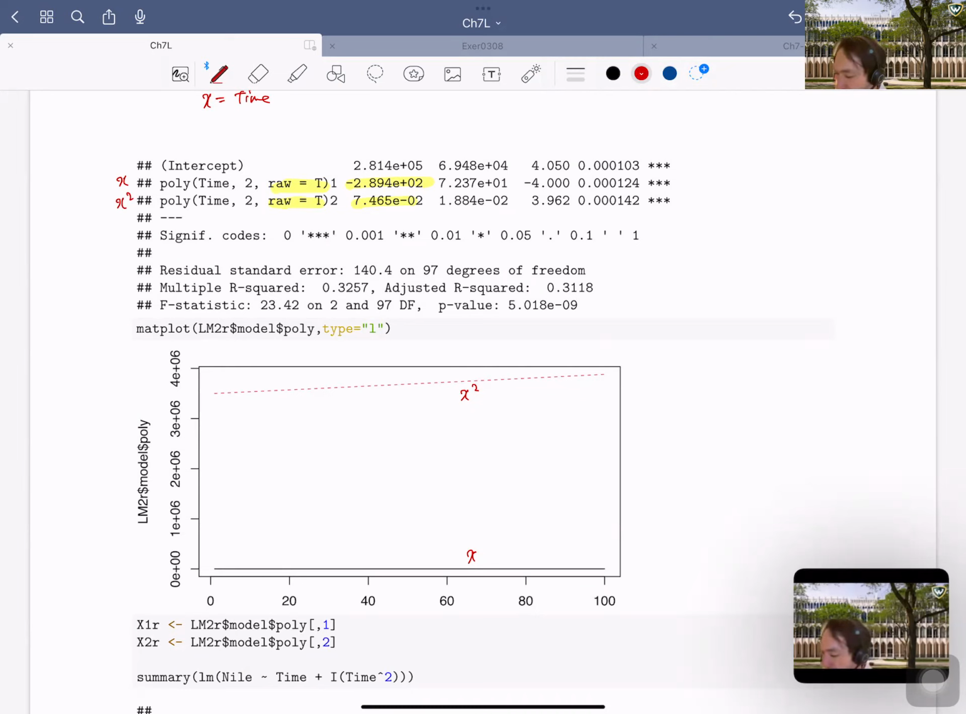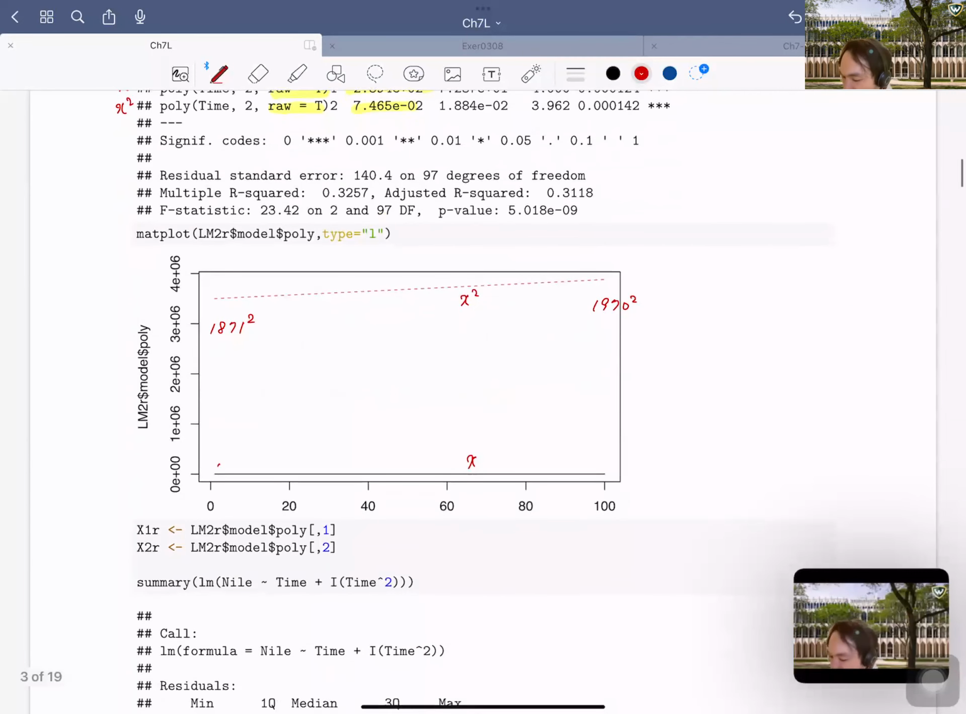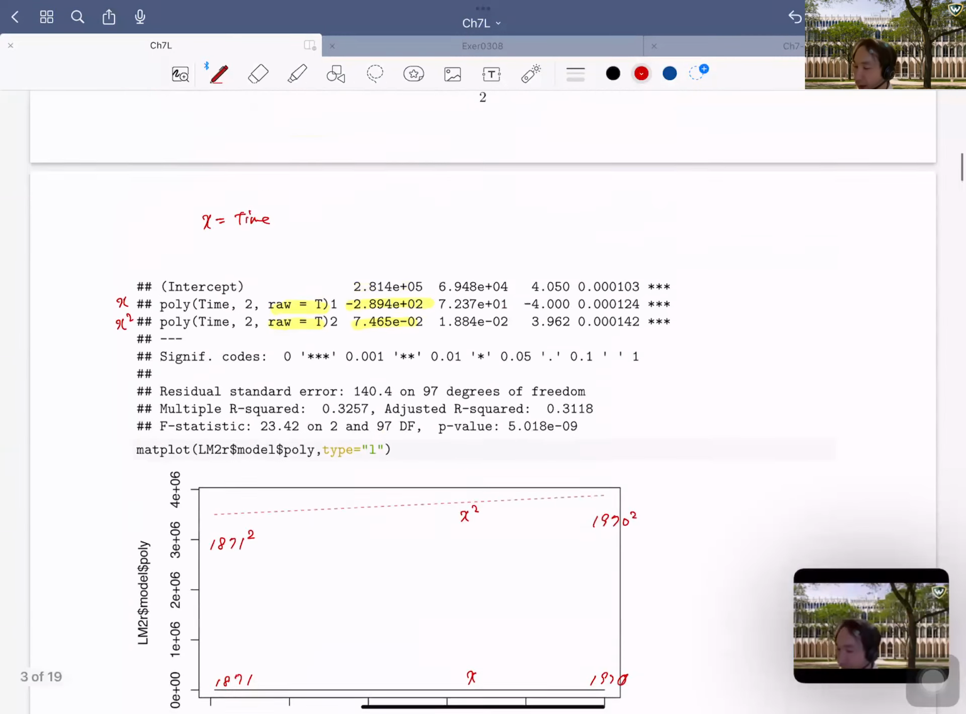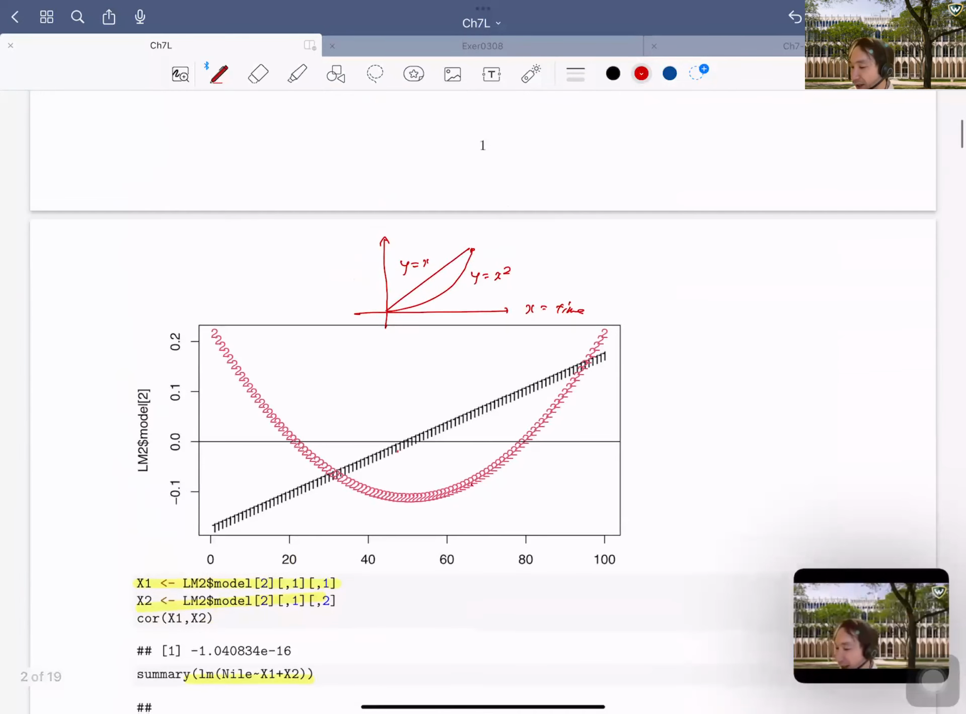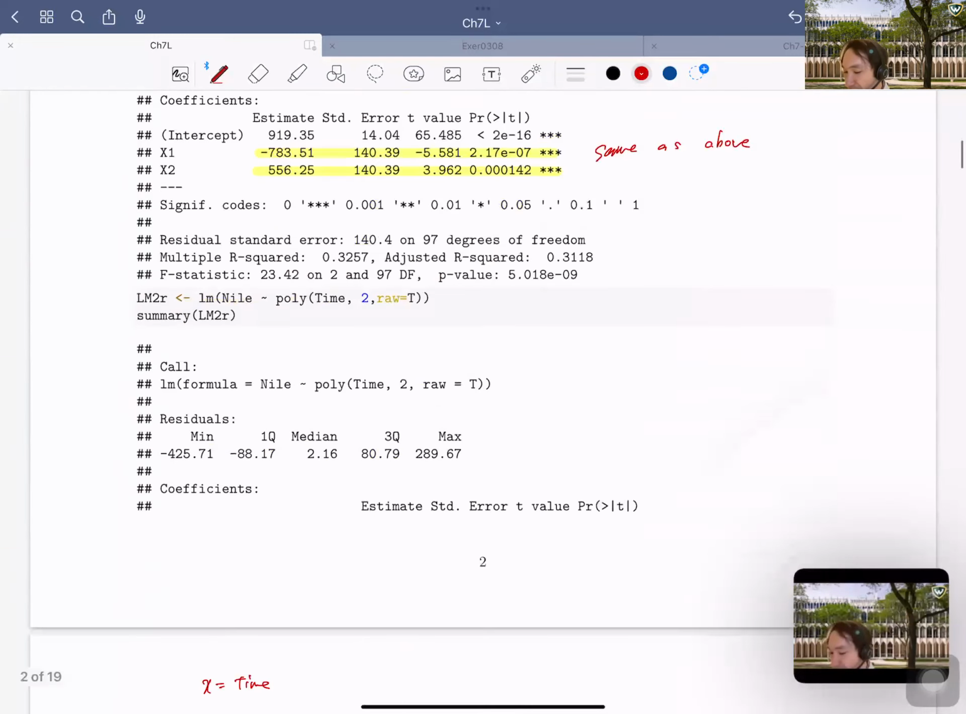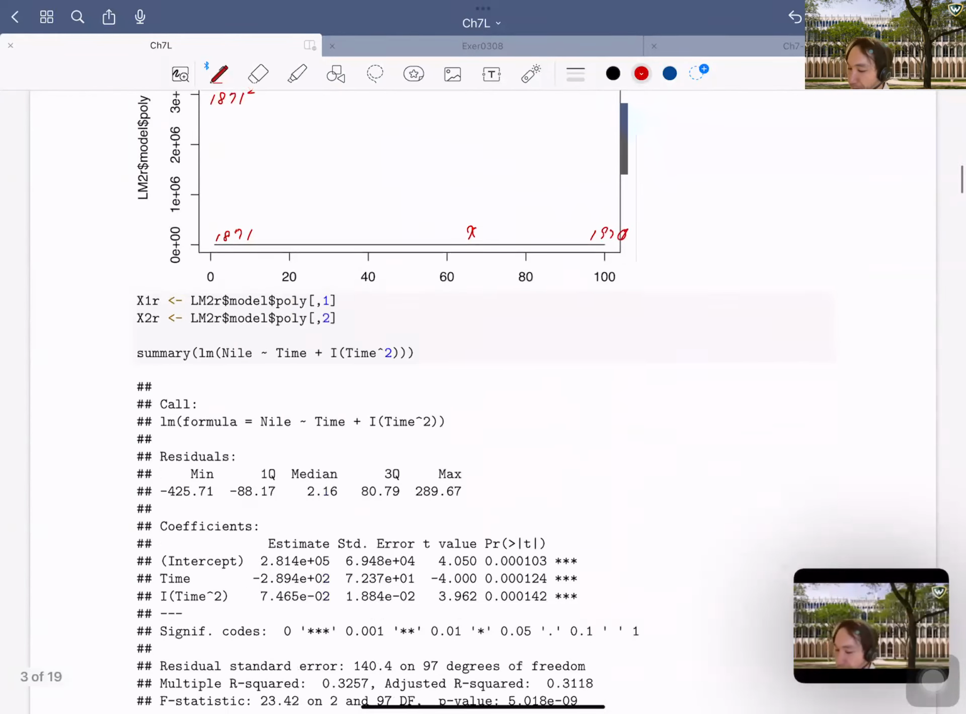I think x square shouldn't be a straight line. So I don't know why you put... Oh yeah, but that's true. So you can see that it starts with 1871. So 1871 square and 1970 square don't have much difference, so it looks like they're pretty flat, but still. And x starts at 1871 and ends at 1970. So essentially these are this graph, but the x starts at 1871 and ends at 1970. So that's why it looks like this.